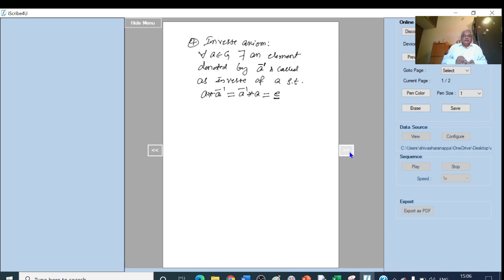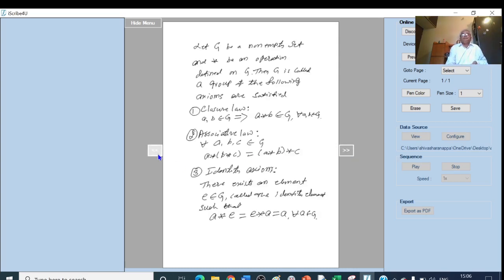Then we say that it is a group. That is, let G be a non-empty set and star be an operation defined on G. Then G is called a group if the following axioms are satisfied. Those 4 axioms are: first, the closure law, that is A, B belonging to G implies A star B also belongs to G. Second, the associative law: for all A, B, C belonging to G, A star (B star C) must be equal to (A star B) star C. Associative law must hold in this group.